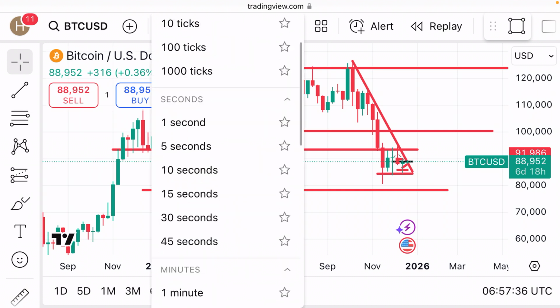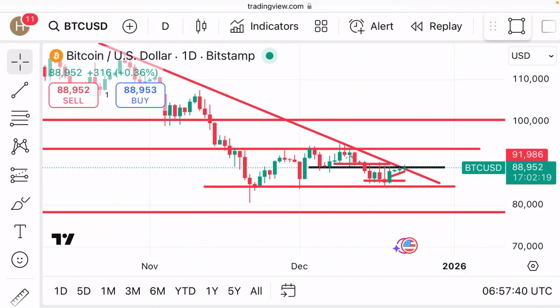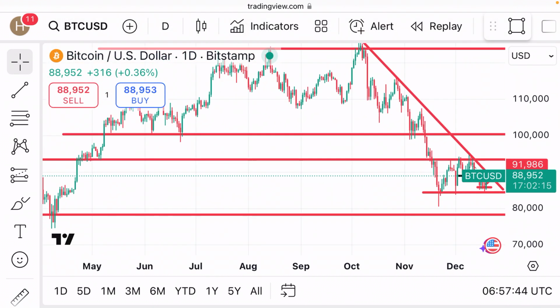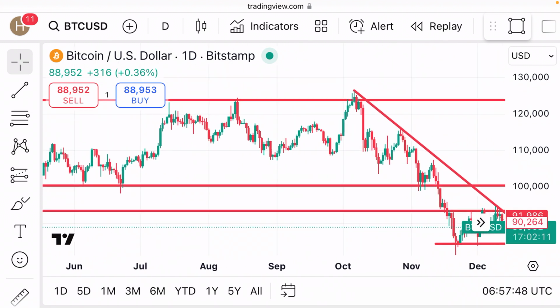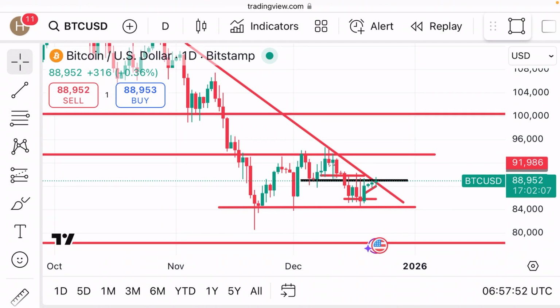Then you come down to the daily time frame. On this daily time frame is where you analyze the chart. You can see it gets smaller. As we come down the time frames, it gets smaller. This is the daily. Now, after the daily, what do we want to do? We want to scale down to the 4-hour time frame. Yes, it's very, very important to scale down to the 4-hour time frame.